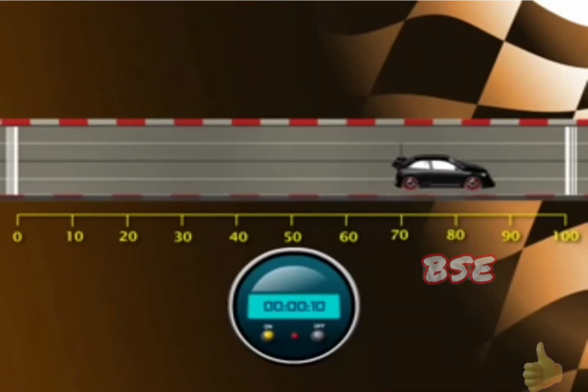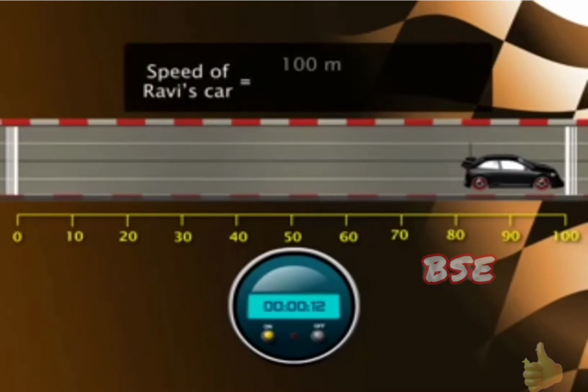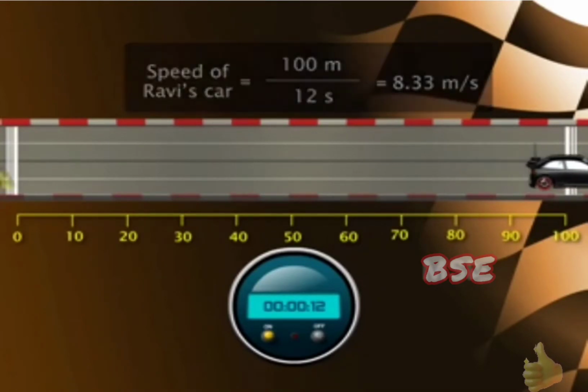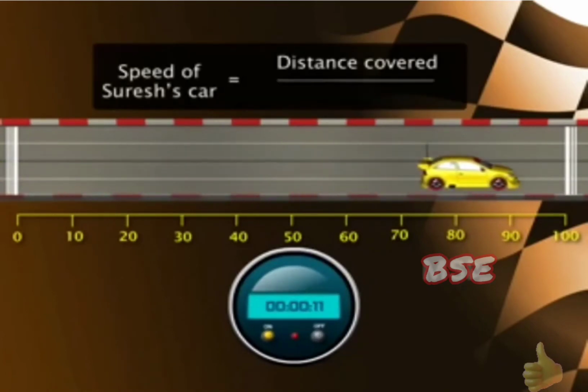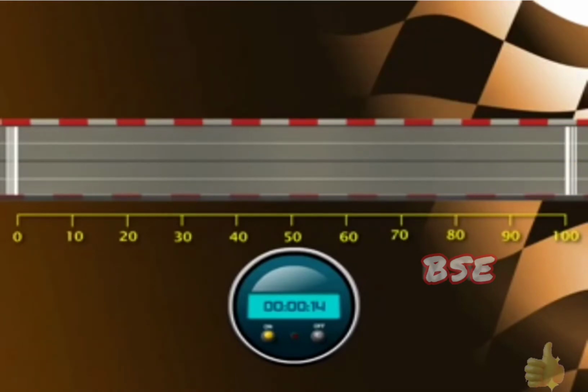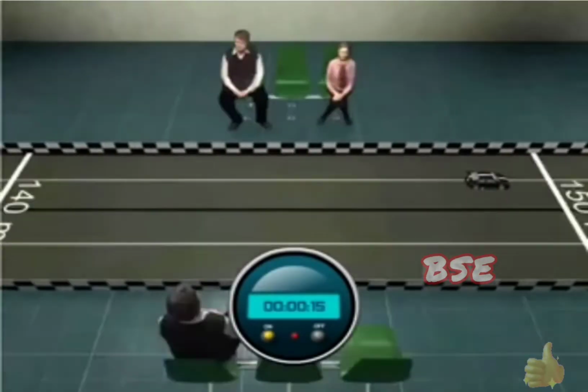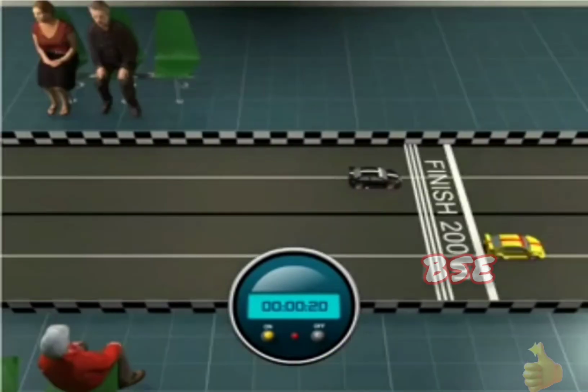Ravi's car covered 100 meters in 12 seconds. Therefore, the speed of his car is 8.33 meters per second. Suresh's car covered 100 meters in 14 seconds. The speed of his car is 7.14 meters per second. As the speed of Ravi's car is more than Suresh's, don't you think Ravi will win the race? Come, let's find what happens in the second half of the race.